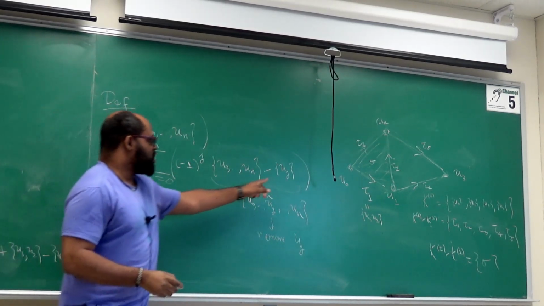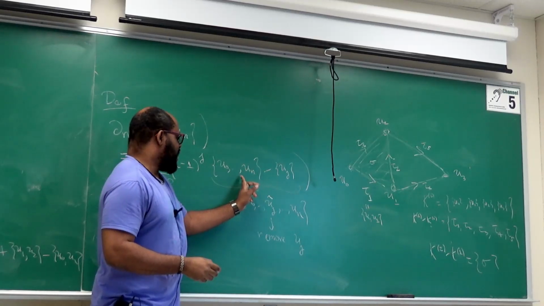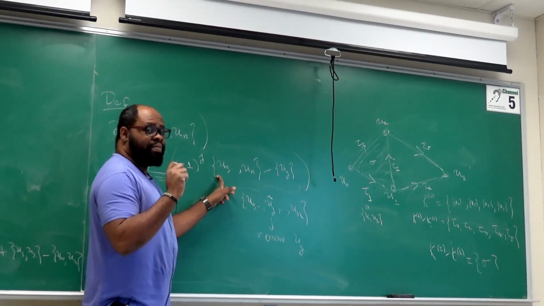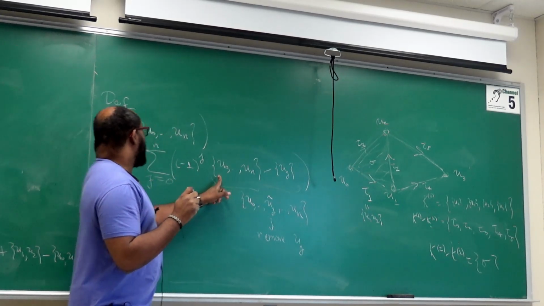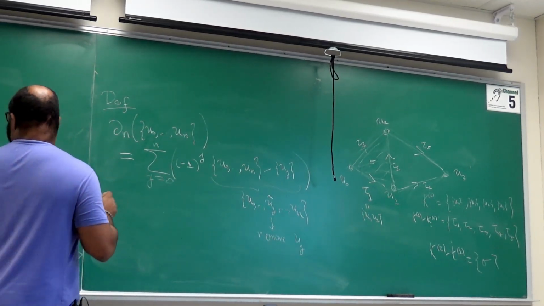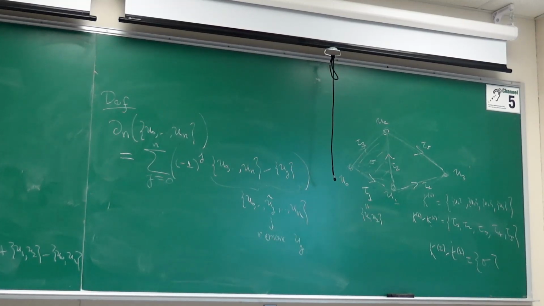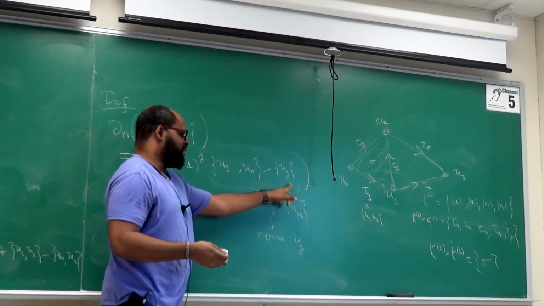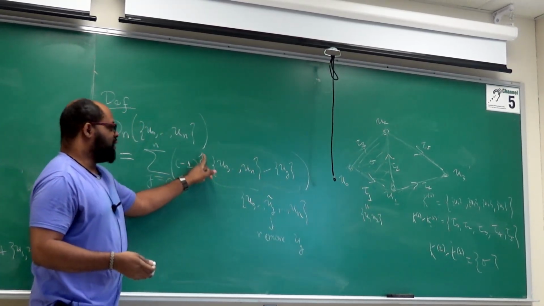Because once you do this, you're going to obtain an n minus one simplex, right? You're removing one element, you get an n minus one simplex. And what do the boundaries do? They take an n chain and give you an n minus one chain. And what is an n minus one chain? It's a sum of n minus one simplices with coefficients in front of them.